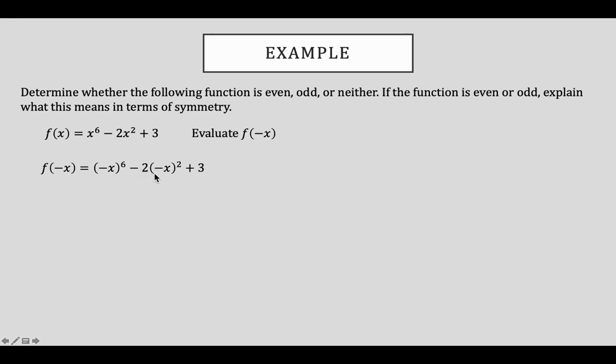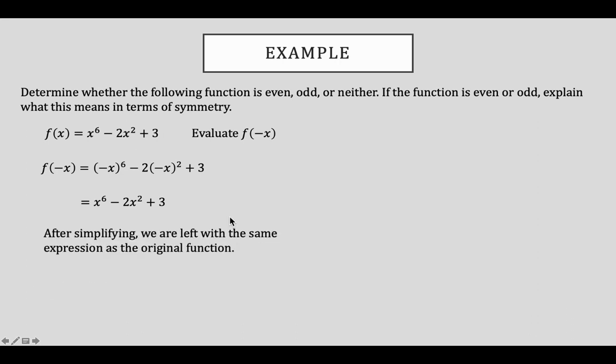Here, I have a negative x squared. Again, raising any negative to an even exponent will make that entire quantity positive. So I still have a negative 2 times a positive x squared. Simplifying this down gives me x to the 6th power minus 2x squared plus 3. Now that we have fully simplified it, let's compare this to the original expression. We notice that they are exactly the same.